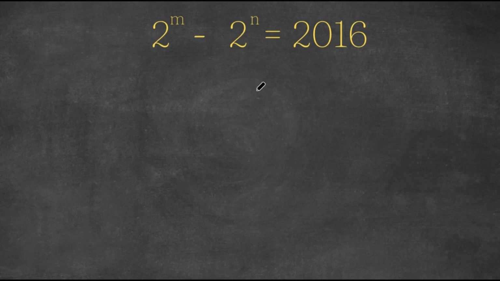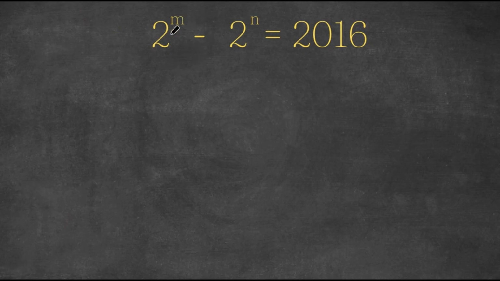In today's video, I'm going to be teaching you guys how to solve this exponential equation. So we have 2 to the power of m minus 2 to the power of n is equal to 2016. Now, by knowing this, we could actually decipher a couple things.